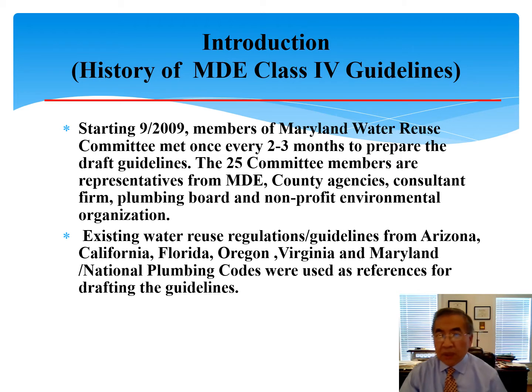The history of the Class 4 guideline goes back to September 2009. We organized a water reuse committee, which has 25 members from consulting firms, county agencies, and the plumbing board, and we meet once every 2 or 3 months, and we prepare the guideline. We use guidelines from other states, Arizona, California, and Virginia, as a reference, and we prepare our own guideline.